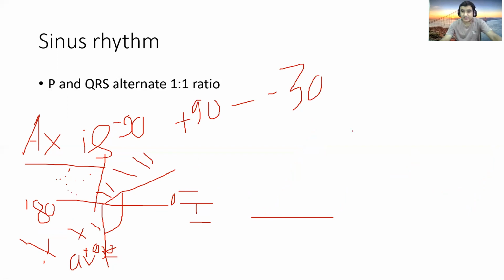Let's suppose this is lead one. This is for one lead, and this is for the AVF. For the AVF, let's suppose this is the AVF lead.